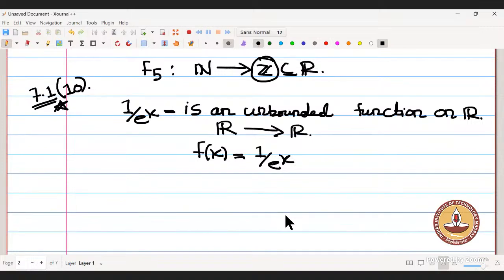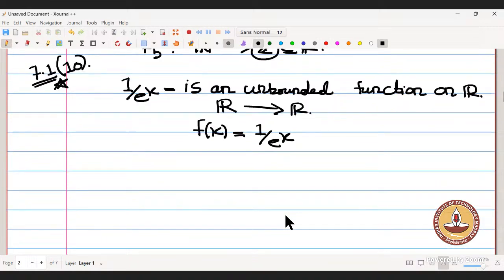So you need to know the definition of a bounded function. If a function is not bounded, then the function is unbounded. The only thing you need to understand is what a bounded function is. Suppose you have a function from A to, okay, but before that, tell me what a bounded set is. Do you have any idea about a bounded set?